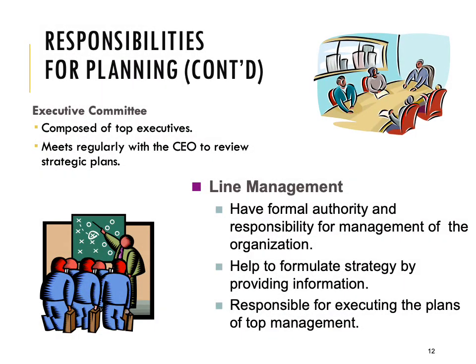Then, as a planning responsibility, we also have the executive committee, which is composed of top executives, and they have to meet regularly with the CEO to review the strategic plan. Then line management has formal authority and responsibility for management of the organization. Line management has to formulate strategy by providing information, and also has responsibility for executing the plans of top management.